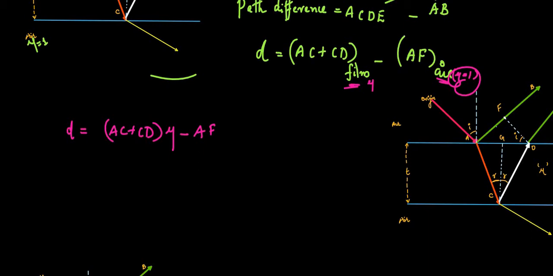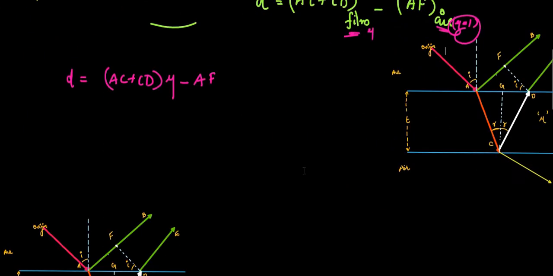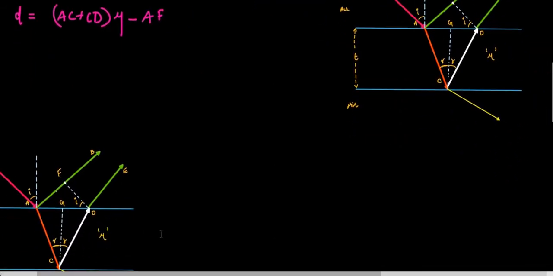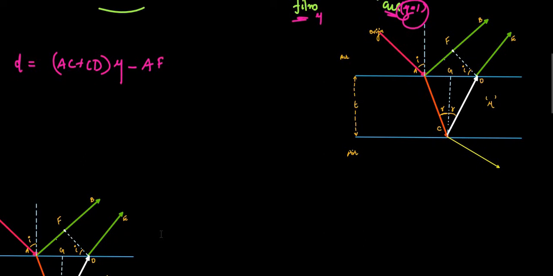But see, this equation AC plus CD minus AF is valid only when we have this picture. So we need a general equation. We need to solve for AC, CD and AF. Taking this AC and CD.